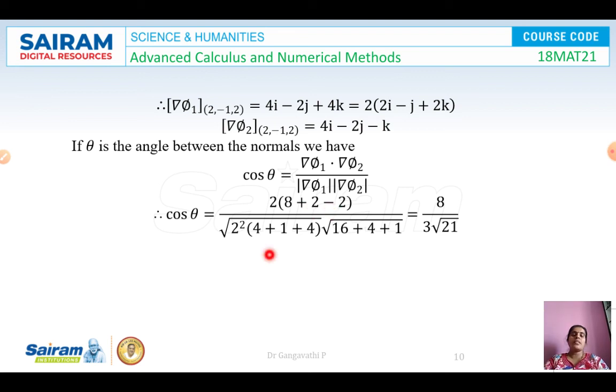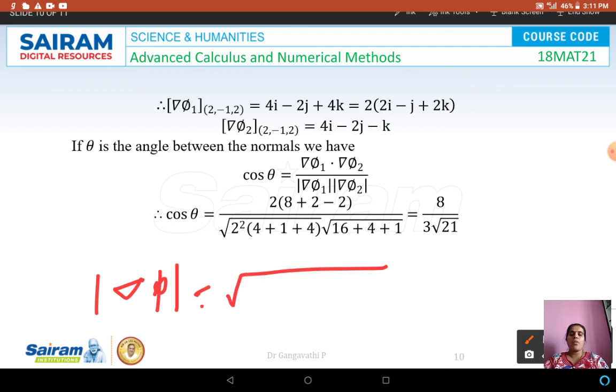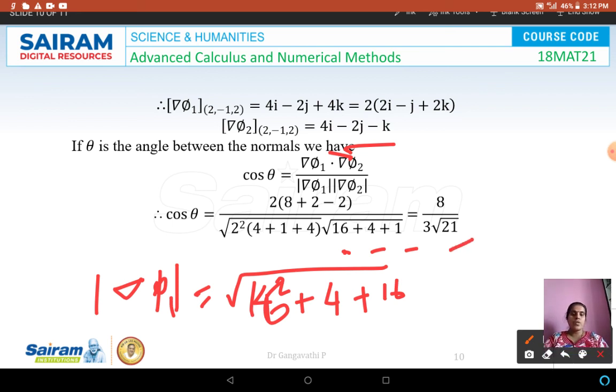And the denominator is modulus of grad phi. Mod of grad phi is the square root of the sum of the squares of the i component, j component and k component. So for the first one, grad phi 1, i component is 4, so 4 square, plus the j component is minus 2 whole square, which is plus 4, and 4 square, which is 16. Likewise for grad phi 2, from here 16 plus 4 plus 1. So we can simplify them and we get the value as 8 by 3 into square root of 21.